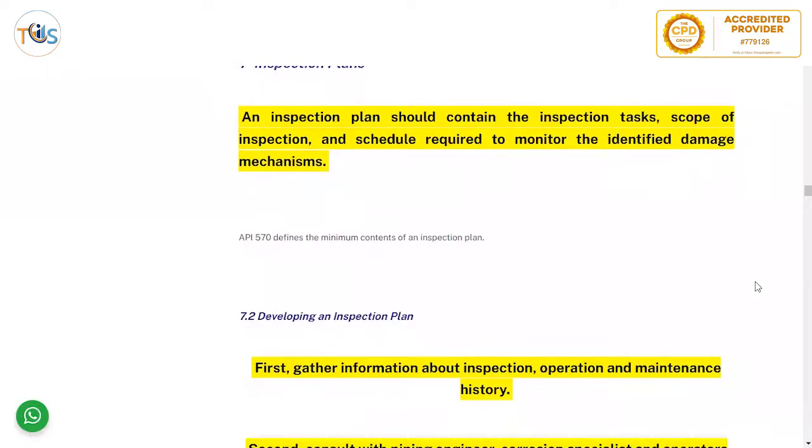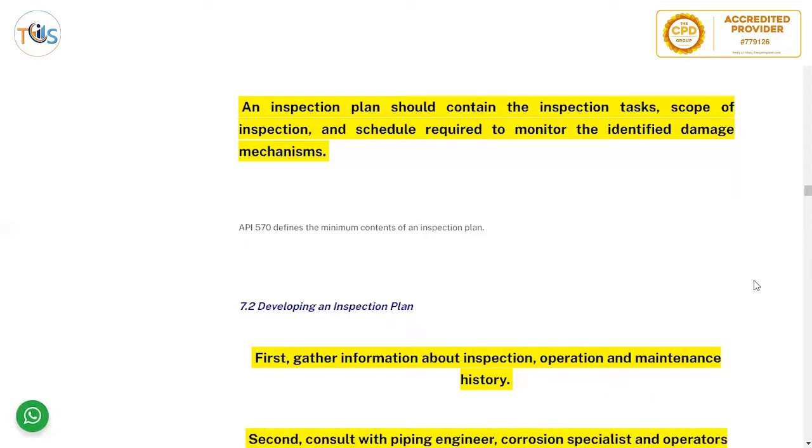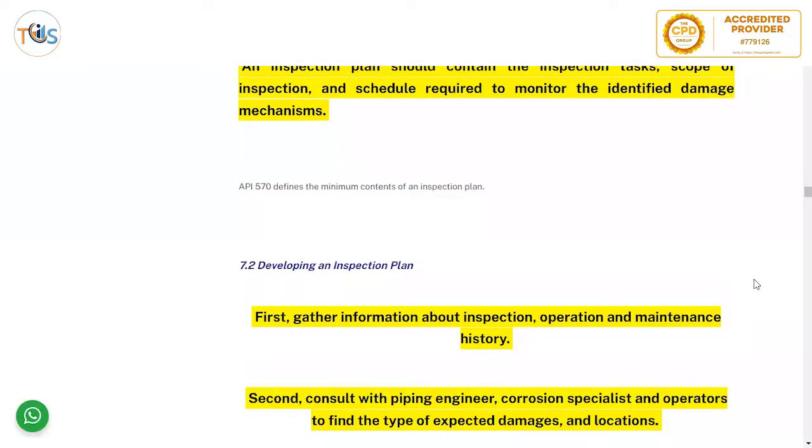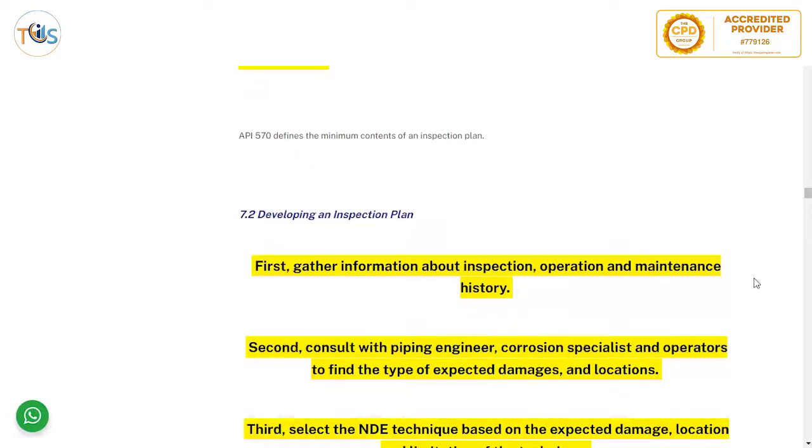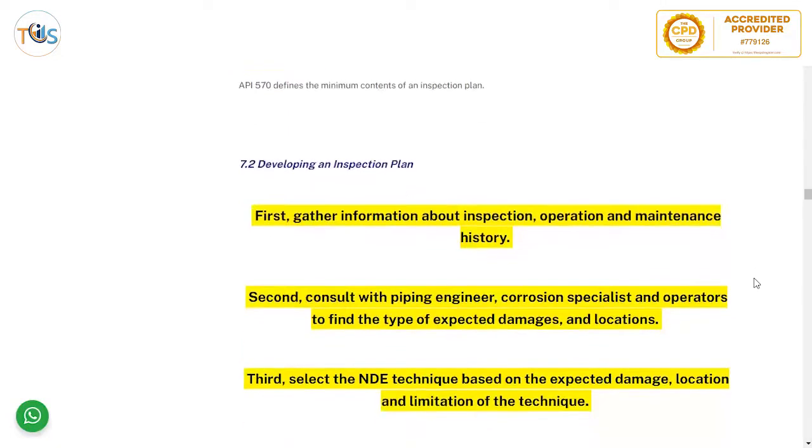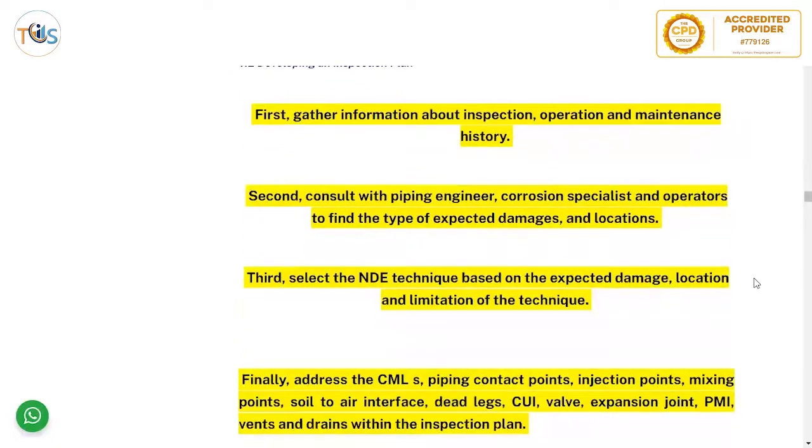Inspection plans. It should contain the inspection task, scope of inspection, and schedule. So there should definitely be a schedule required to monitor the identified damage mechanism, because the inspection plan is time dependent. So it should tell you what inspection tasks you do, what is the scope of inspection, boundary limit, what schedule it is, and how you do it, and for how to do it, it refers you to a procedure. API 570 defines the minimum contents of an inspection plan.